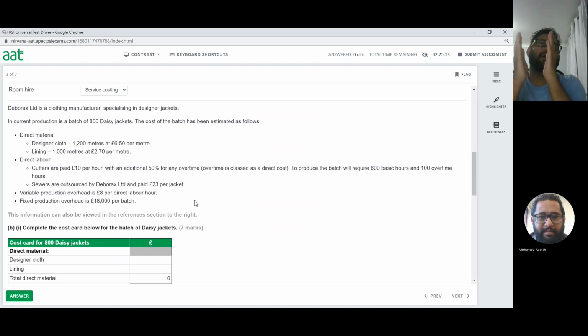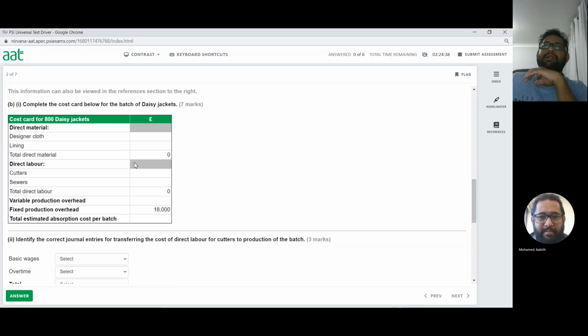And then you are also given the direct labor cost there. They're also saying overtime is going to be classed as a direct cost. So you don't have to worry about how to split it into a premium, but you still need to calculate the overtime altogether. To produce the batch, it will require 600 basic hours and 100 hours of overtime. Sewers are outsourced by Deborah's Limited and are paid £23 per jacket. So we need to find out how much the overall cost is by doing this statement underneath here.